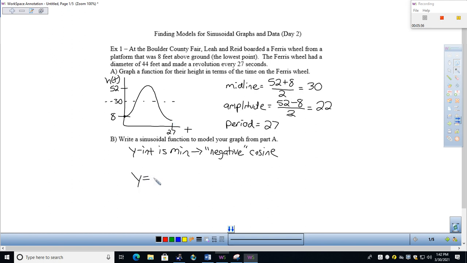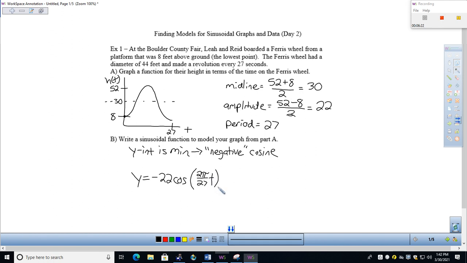Y equals, we're going to do a negative in front of our amplitude, so negative 22 cosine. Now here's where we do want to be careful. Please do not forget this. We do not want to put a 27 there. Remember the b value, that's the number in front of the variable. That b value is going to be 2 pi over the period, so 2 pi over 27.